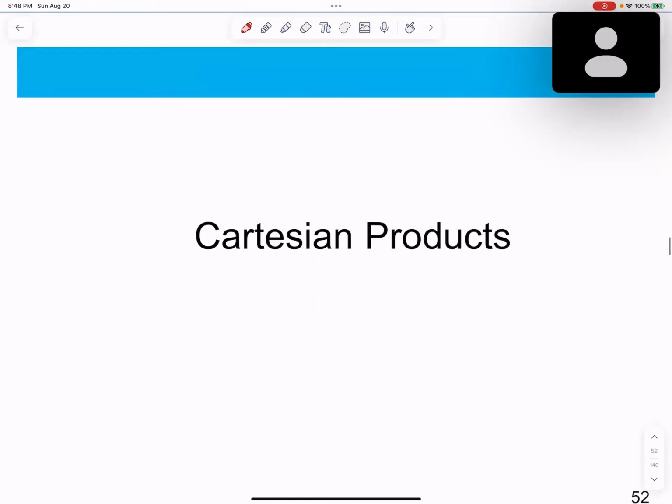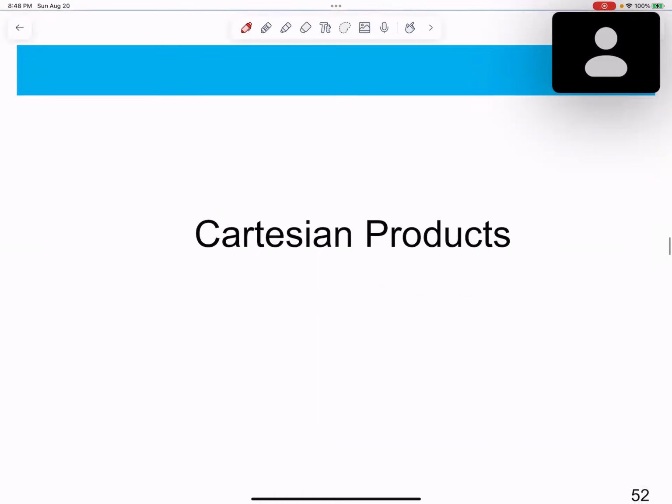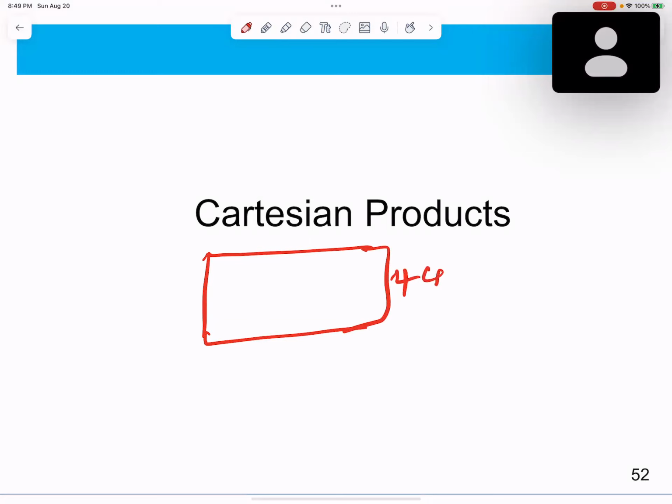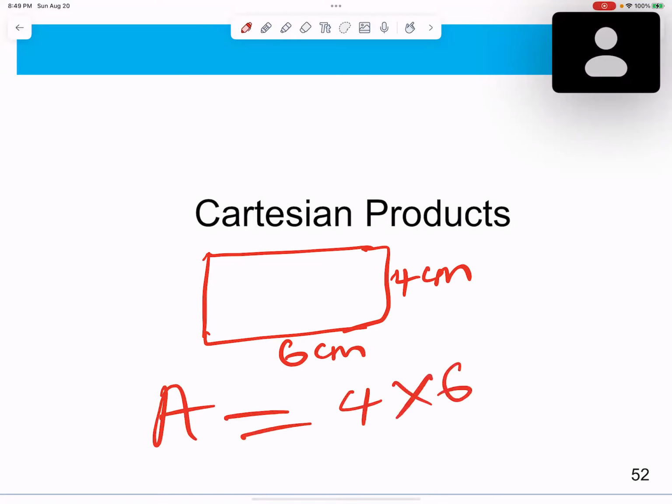Okay. Now I move to Cartesian product. Remember in maths, if you have a rectangle, if you have this side to be 4 centimeter and this side to be 6 centimeter, the area of this rectangle is going to be what? 4 times 6, which is 24 centimeter square.